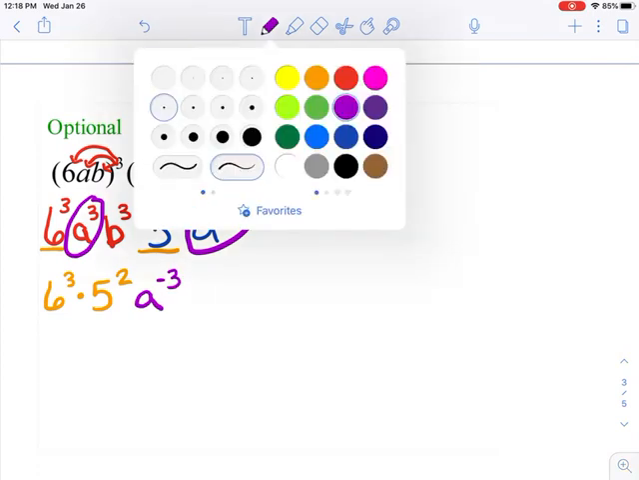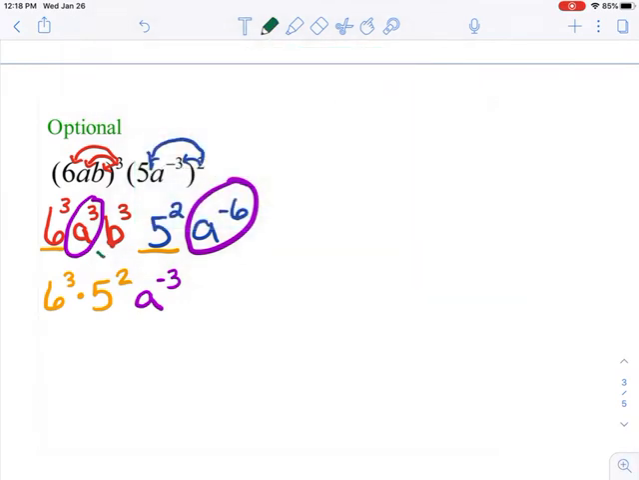And last but not least, right, I have this b that I haven't dealt with yet, but there's no other terms with a base of b, so there's nothing I can multiply it with to simplify it any further, so I'm just going to leave it as b to the 3rd. Again, I think it's helpful. Notice how I'm underlining and I'm circling things just so I make sure I talk about each term and I don't forget something. So now we can clean things up a little bit.